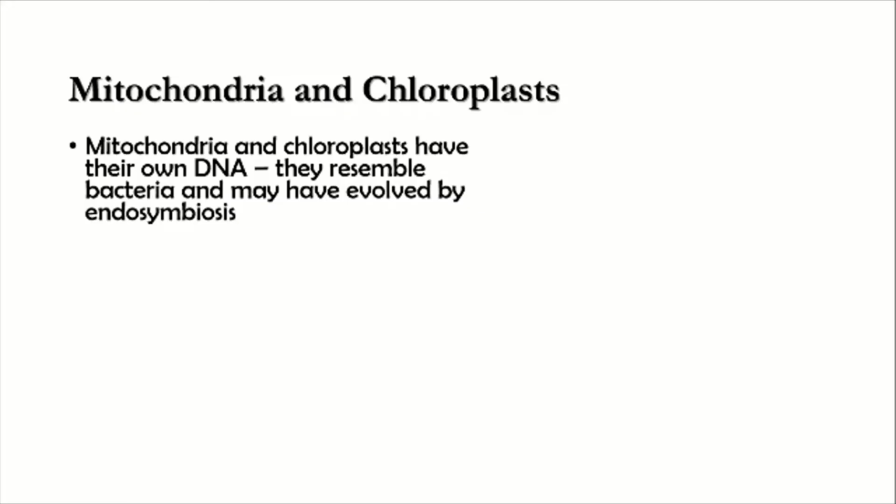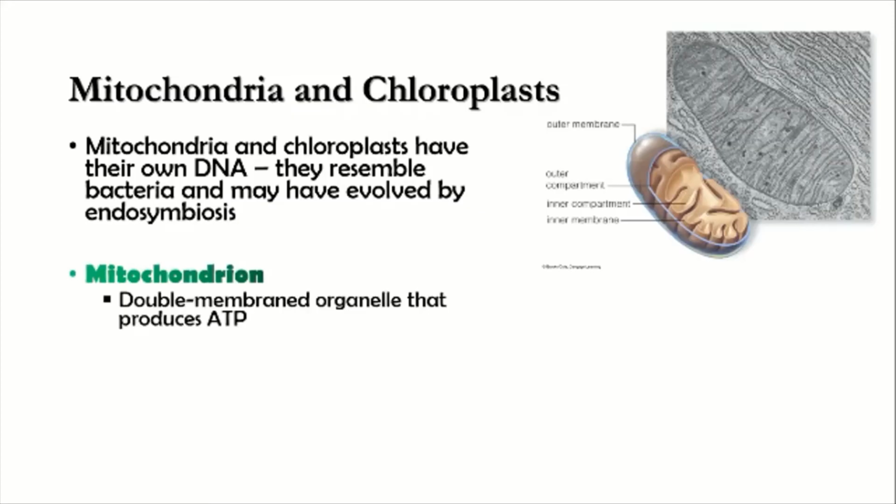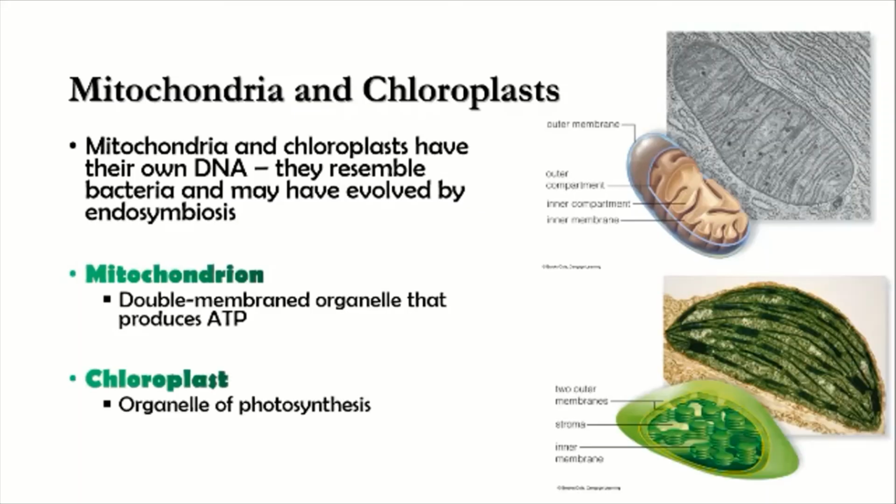We also have two structures that look alike: the mitochondria and the chloroplasts. Take note that chloroplasts can only be found in plants. The mitochondrion is a double-membraned organelle that produces ATP, or adenosine triphosphate. Adenosine triphosphate is the energy currency of the cell, responsible for the energy of your cell. Then we have the chloroplast, which is the organelle of photosynthesis.